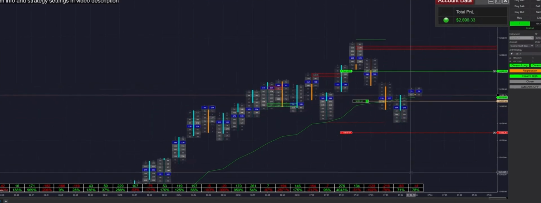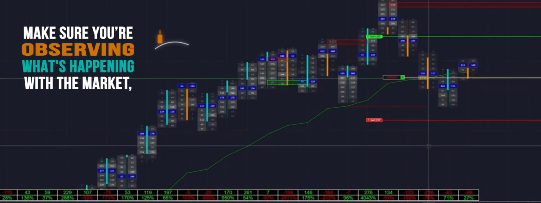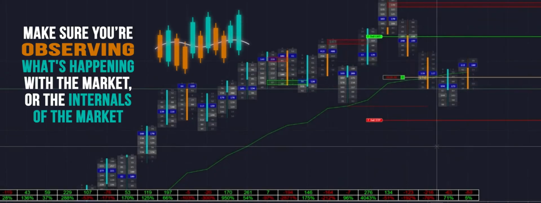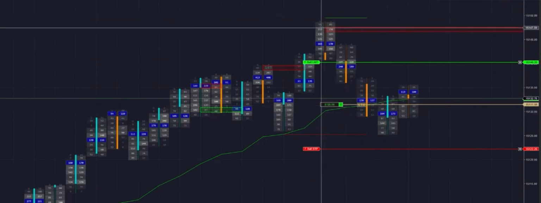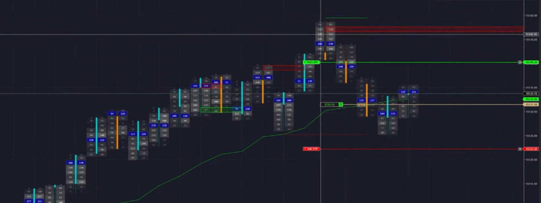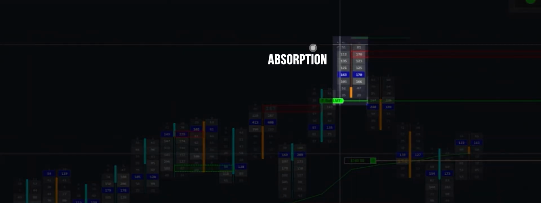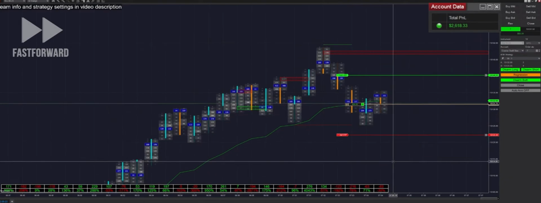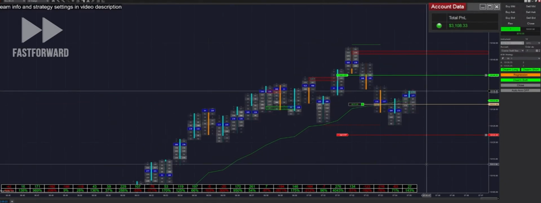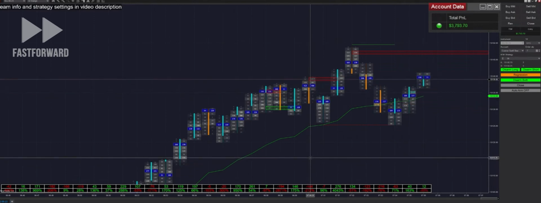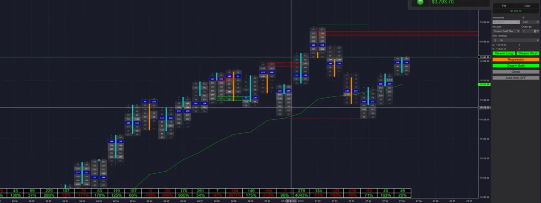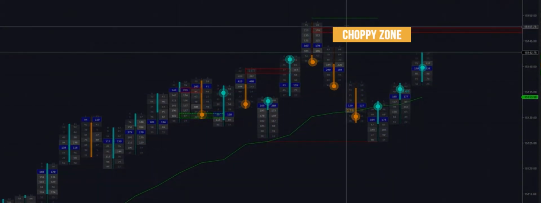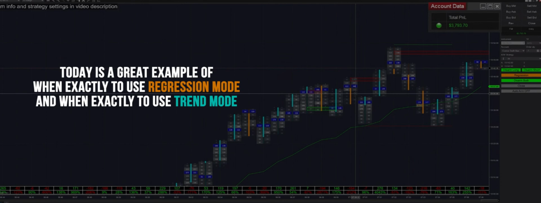Once again, I want you guys to always be looking at delta down here, making sure you're observing what's happening with the internals of the market. I'd say this is actually a pretty important key level now, especially with the formation of that red resistance line there, as well as the absorption at the zero column up here. Of course, we are going to be keeping it inside of regression mode, especially because we are inside of this very obvious zone of chop. Today is a great example of when exactly to use regression mode and when exactly to use trend.